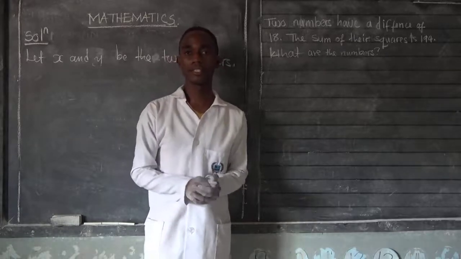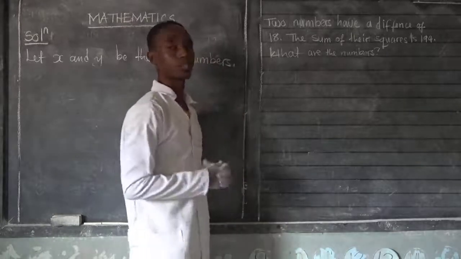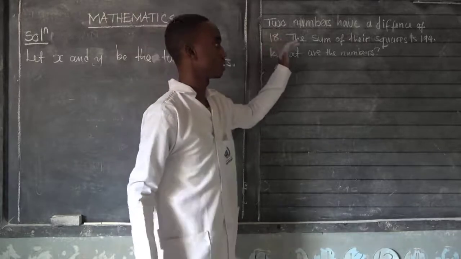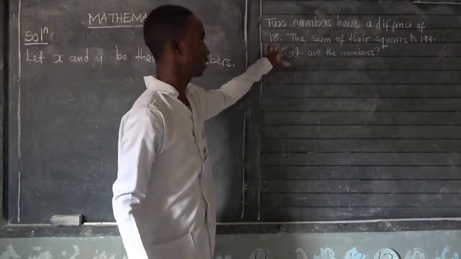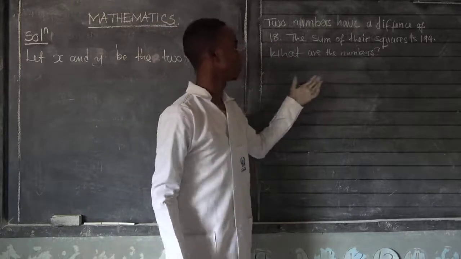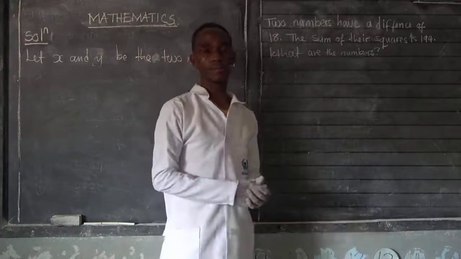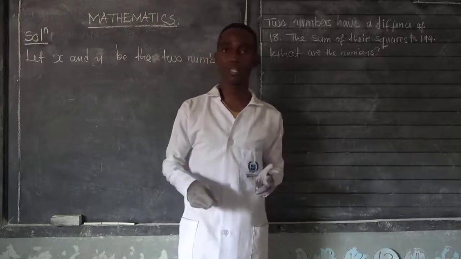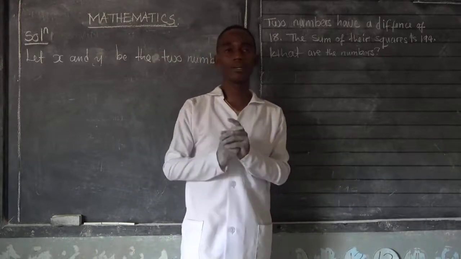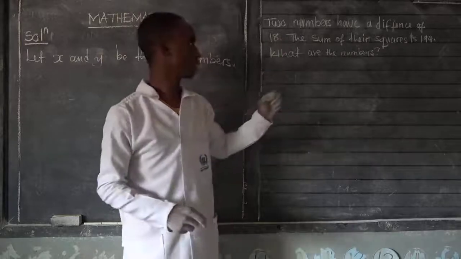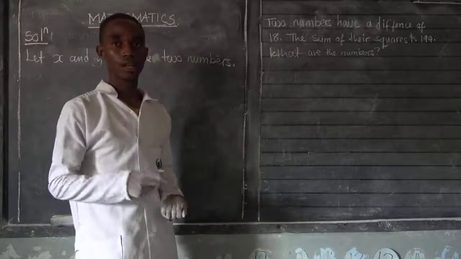In today's discussion, we're going to look at this question. The question states that two numbers have a difference of 18, and the sum of their squares is 194. So what are those two numbers? That is our work today: to find those two numbers. When you subtract them, you get 18, and when you square them and add together, you get 194.